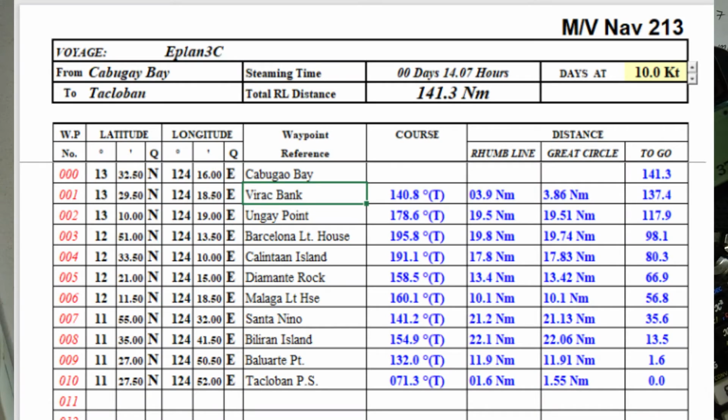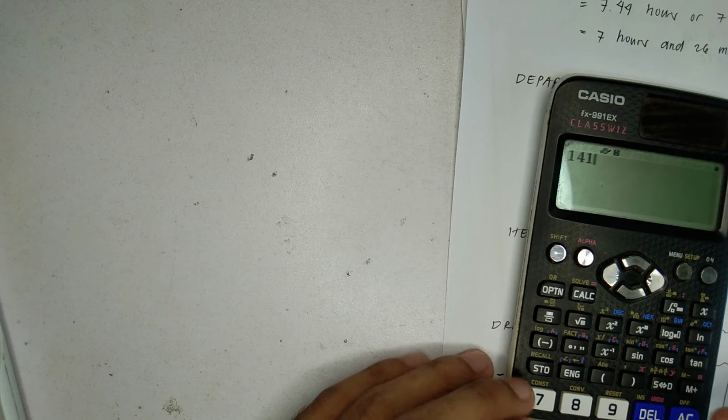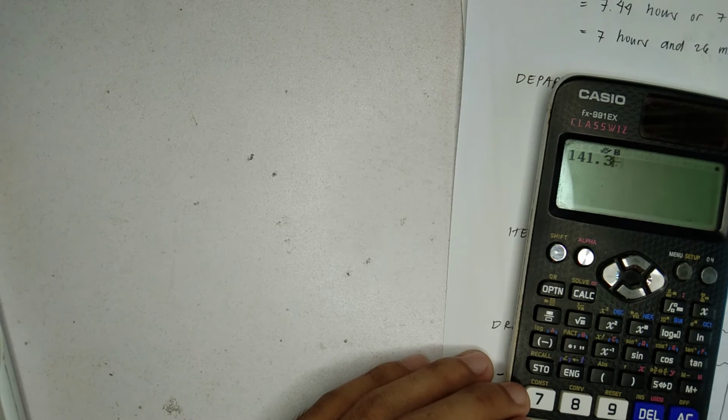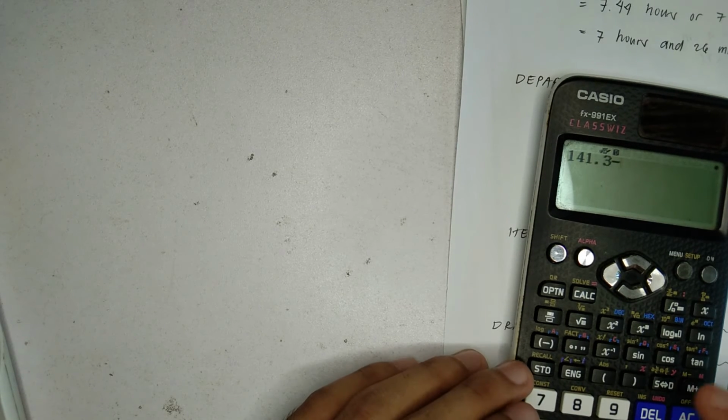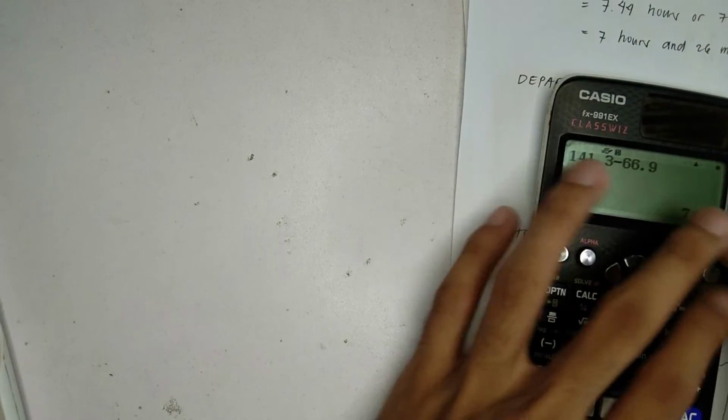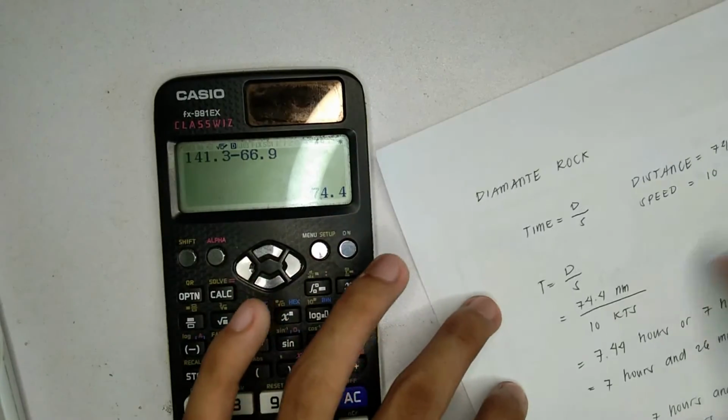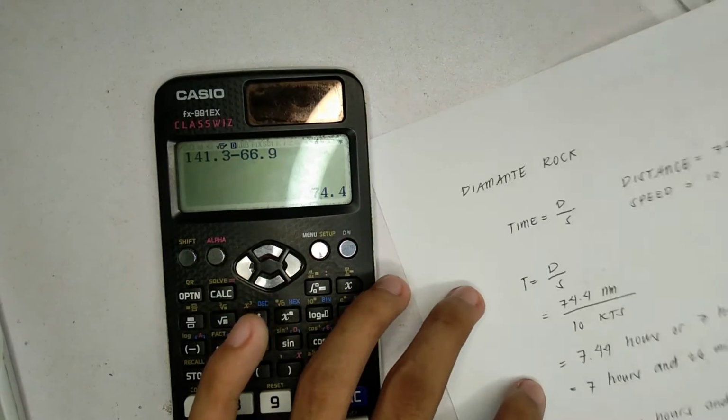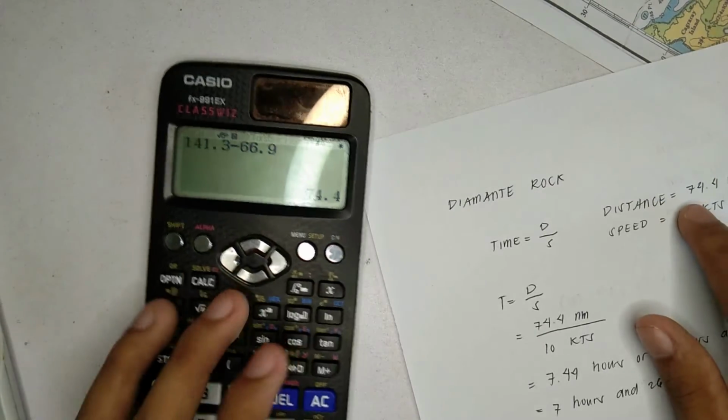Now we go to the Diamante Rock. In the Diamante Rock, we have here 66.9 miles to go. So 141.3 minus 66.9, therefore we got 74.4. And that is the distance in the Diamante Rock, 74.4.